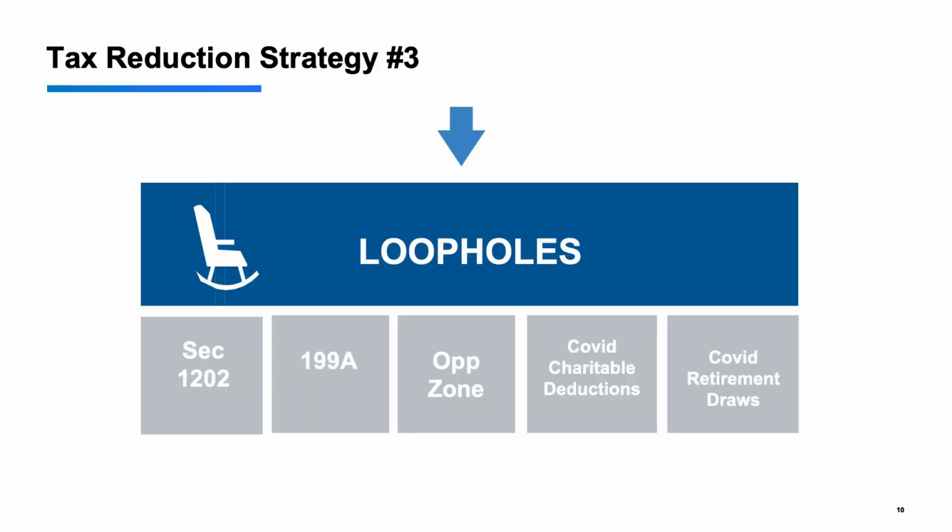Some examples of loophole strategies are things like the Section 1202 opportunity that allows you to sell a business for up to $10 million tax-free. Our 199A deduction, which just gives you a bonus deduction because you're a pass-through entity. Opportunity zone, which allows you to permanently eliminate capital gains when you sell your investments. COVID charitable contributions, a temporary boost on the ability to contribute to charities and recognize that deduction.